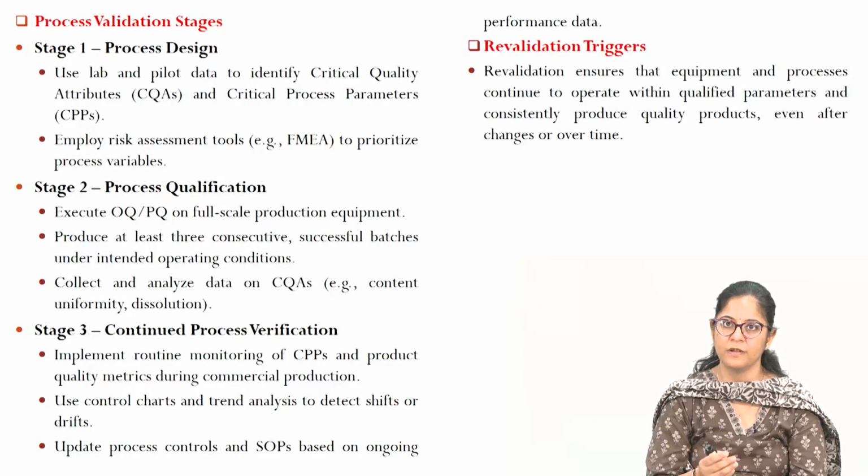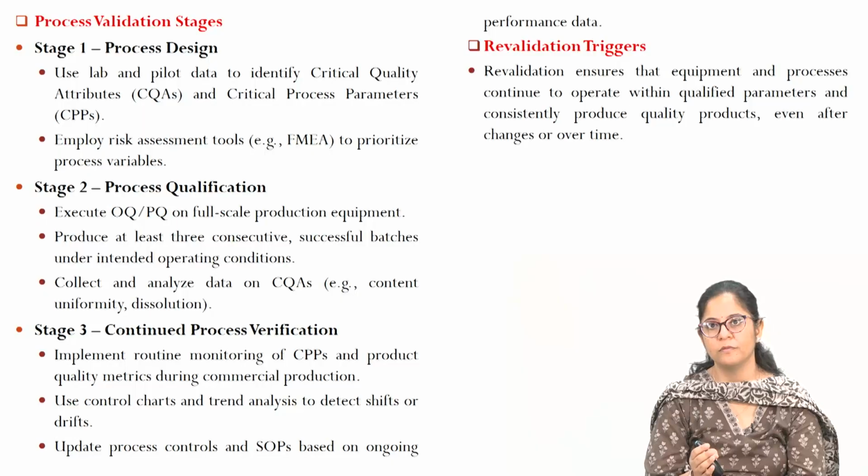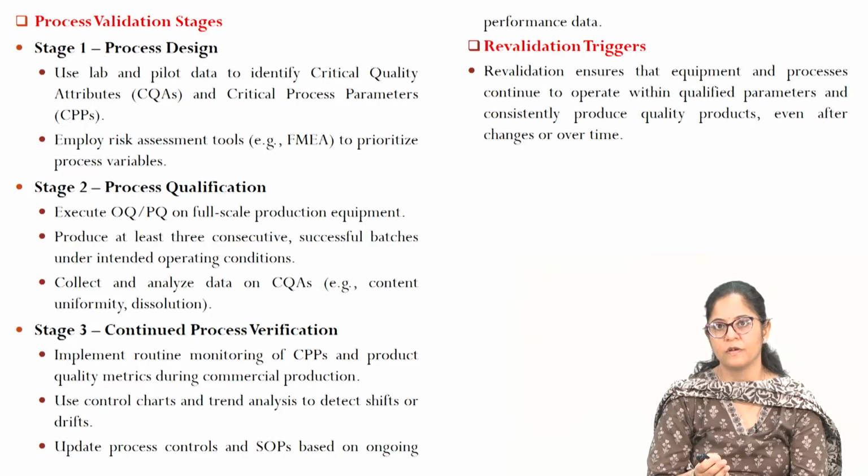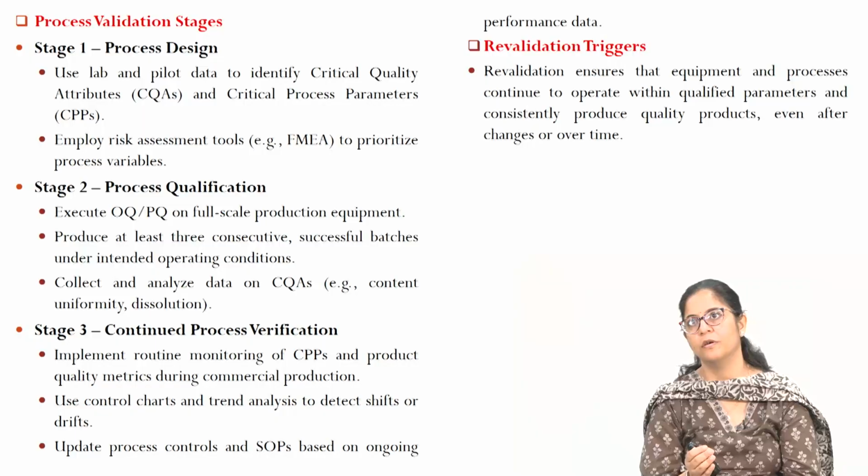Then next is stage 3, wherein continued process verification is done. It is implemented for routine monitoring of CPPs and product quality metrics during commercial production. It uses control charts and trend analysis to detect shifts and drifts, and updates process controls and SOPs based on the ongoing performance data.